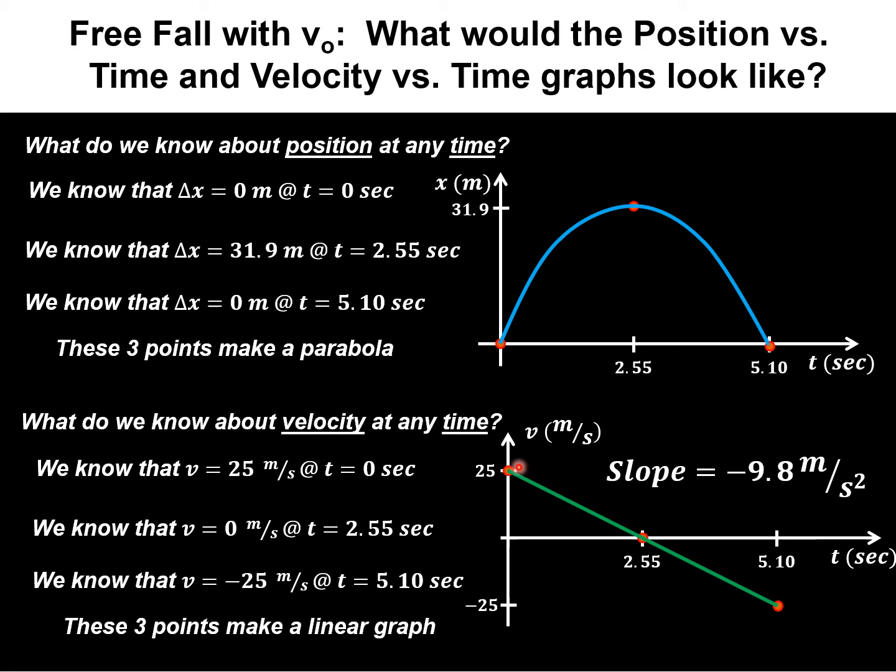And if you want to, you can calculate it. 25, we go down 25 and over 2.55. So if we take negative 25 divided by 2.55, we get a slope of negative 9.8 meters per second squared, which is the acceleration we've been using the entire time.